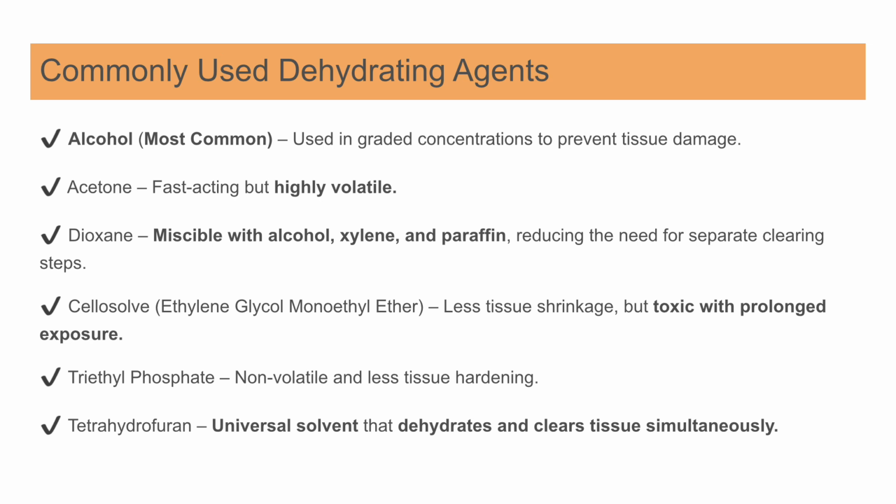Next is Cellosolve, or ethylene glycol monoethyl ether. It produces less tissue shrinkage but is toxic with prolonged exposure. Next is triethyl phosphate. It is non-volatile and less tissue hardening. Next is tetrahydrofuran. It is the universal solvent that dehydrates and clears tissue simultaneously.